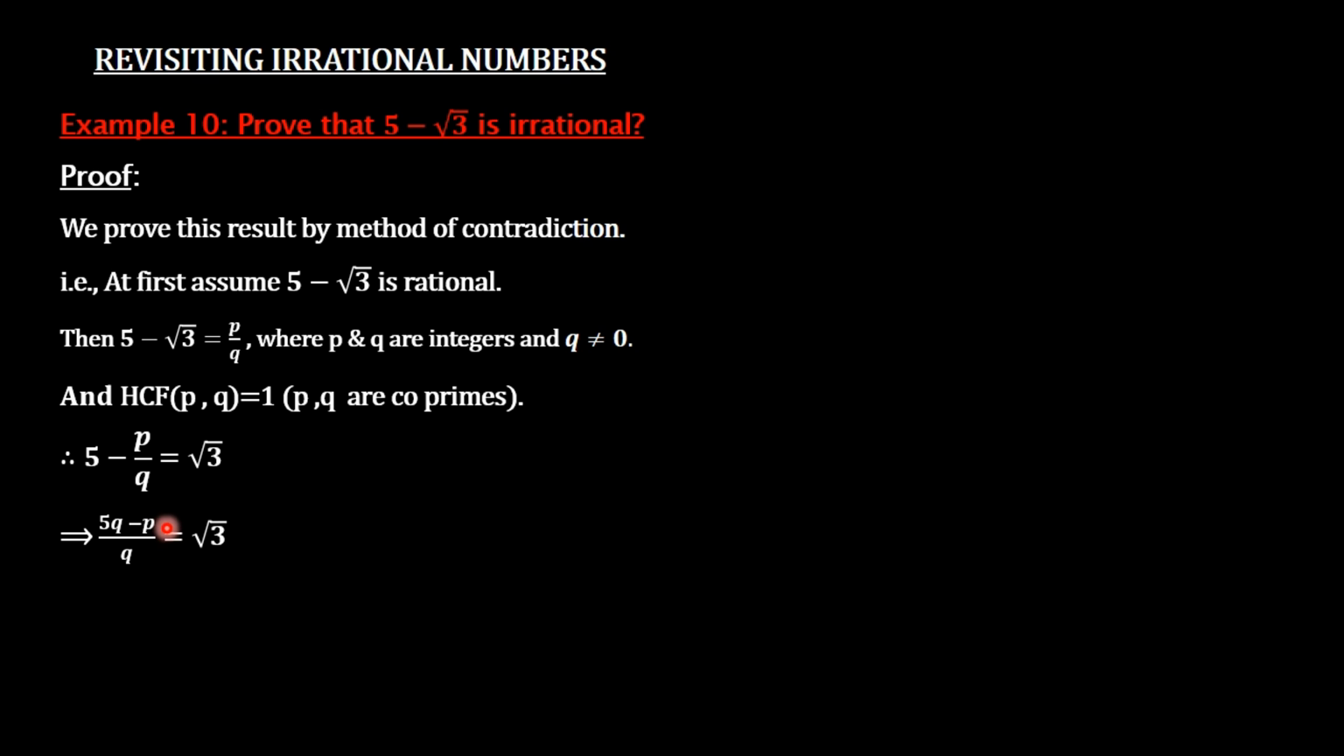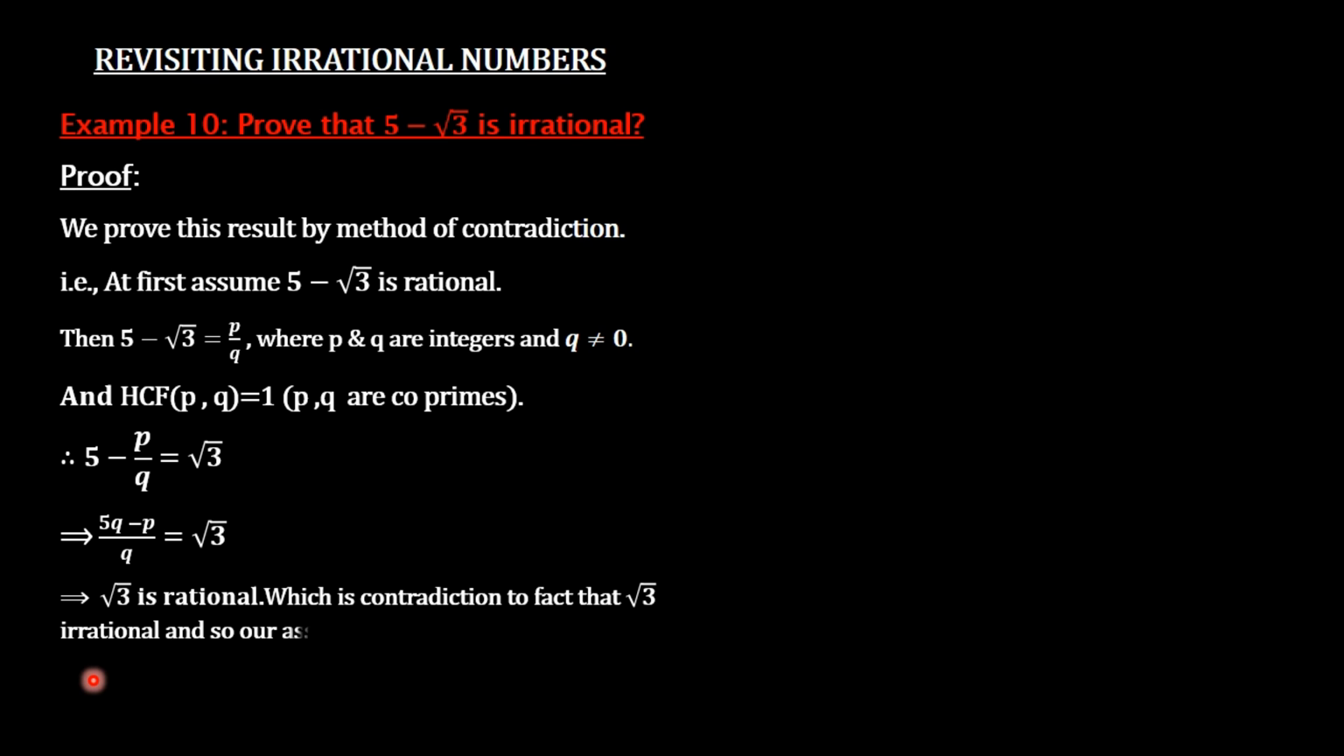That is, we got an integer numerator by an integer denominator, where the denominator is not equal to 0. So root 3 turns out to be a rational number. Is that right? It is a contradiction to the fact that root 3 is an irrational number. So our assumption is wrong. Why? We already proved that root 3 is an irrational number. So our assumption that 5 minus root 3 is rational is wrong, and we can conclude that 5 minus root 3 is an irrational number.